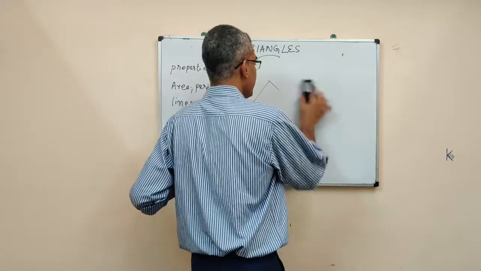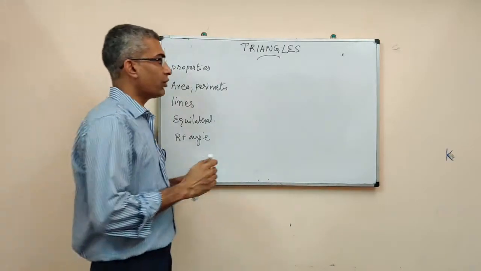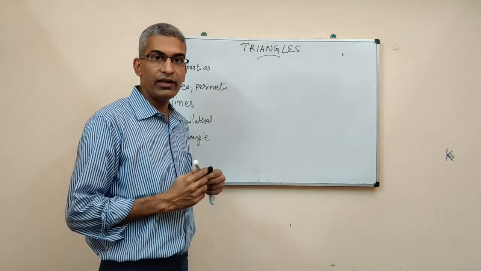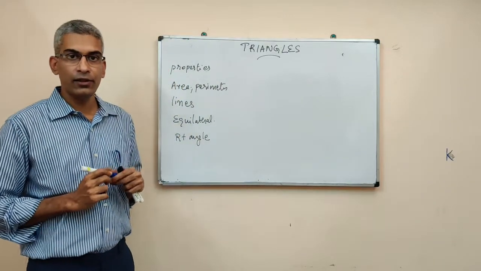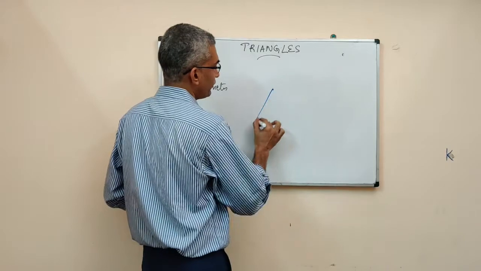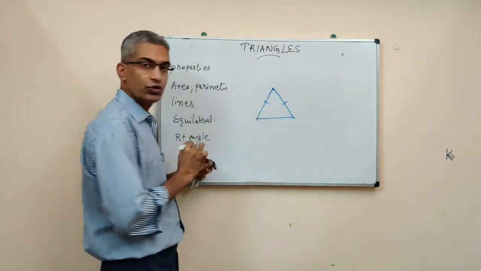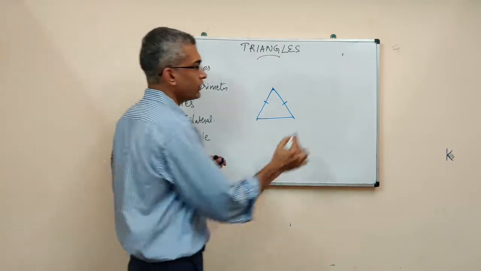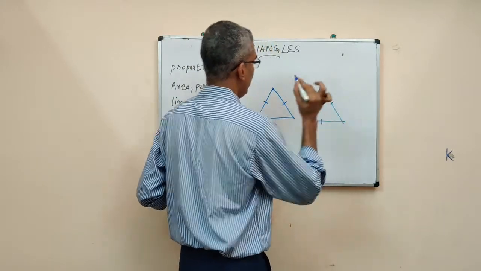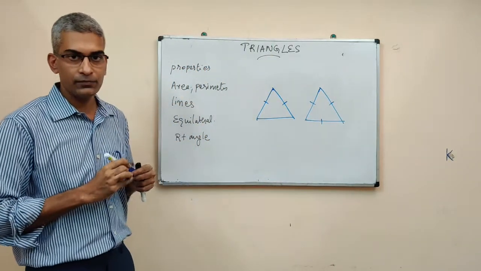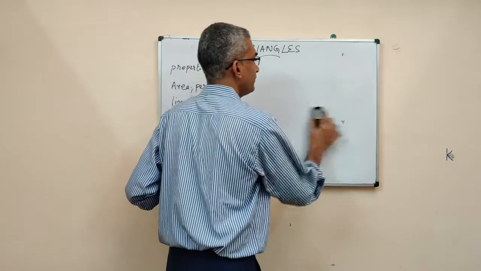Now, if you look at it from the sides, if a triangle has all the 3 sides with different values, then it is called a scalene triangle. If I have 2 sides of the triangle the same, then it is called an isosceles triangle. If all the 3 sides of the triangle are the same, then it is called an equilateral triangle. These are some important aspects of a triangle that you should keep in mind.